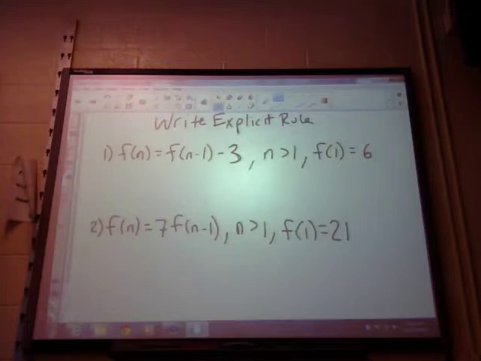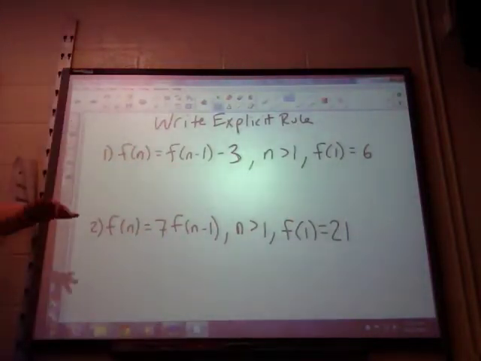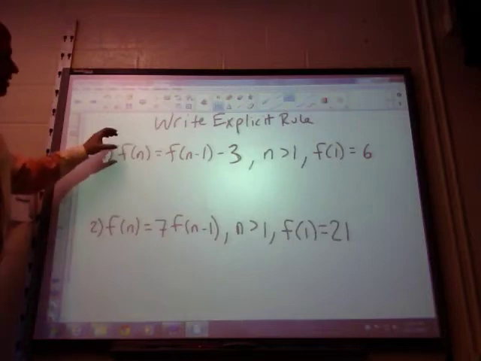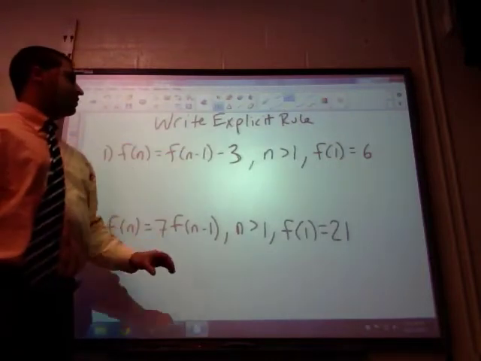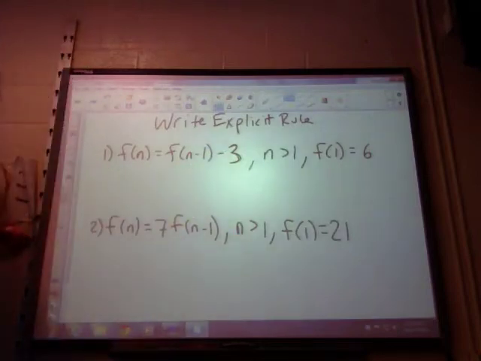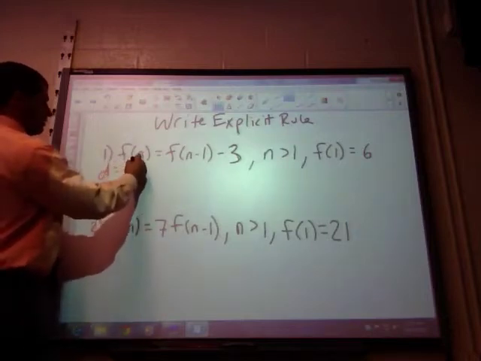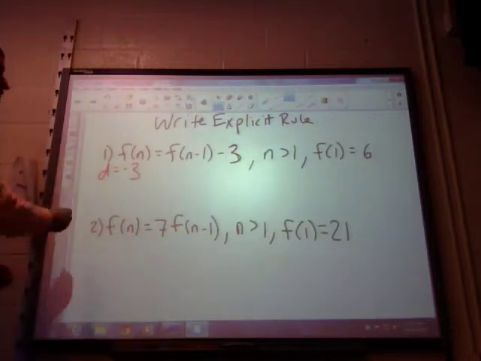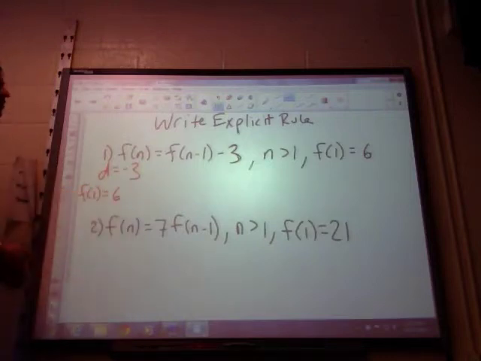All right, so let's move on to the explicit rules. Here we're given recursive rules. We're saying that we have f of n equals f of n minus 1 minus 3, n greater than 1, f of 1 is 6. To write an explicit rule, we need all our information. So we know that the common difference is negative 3. We know that f of 1 is 6. So that helps us in some ways.